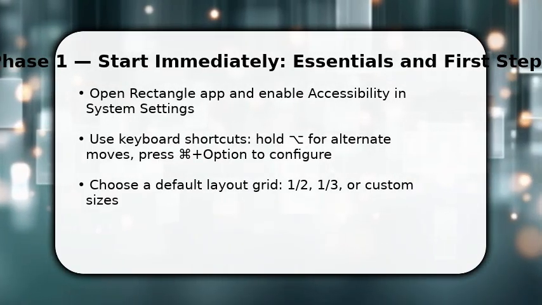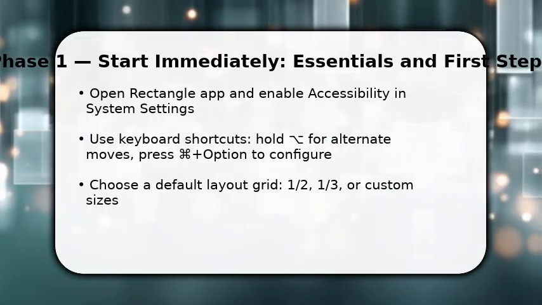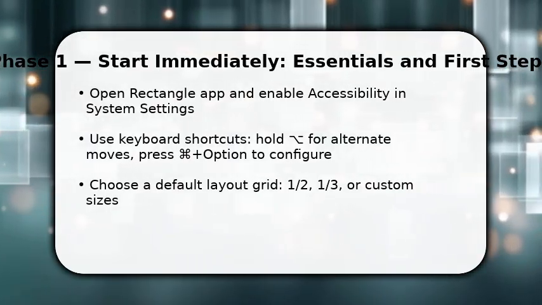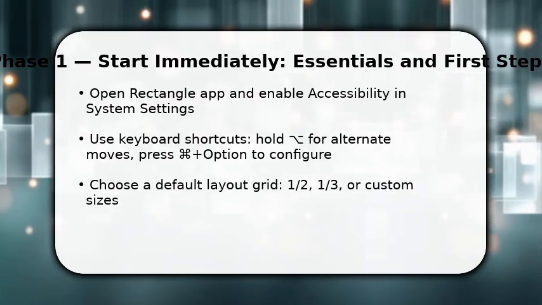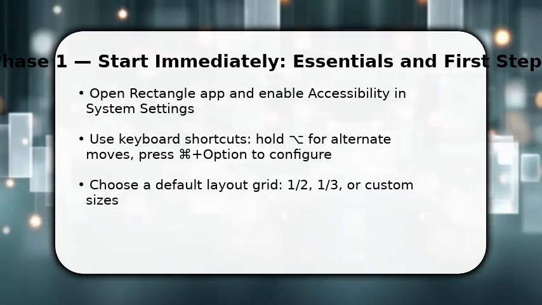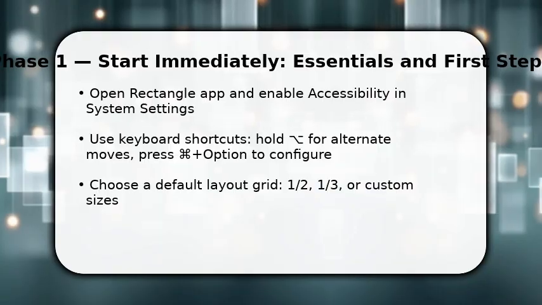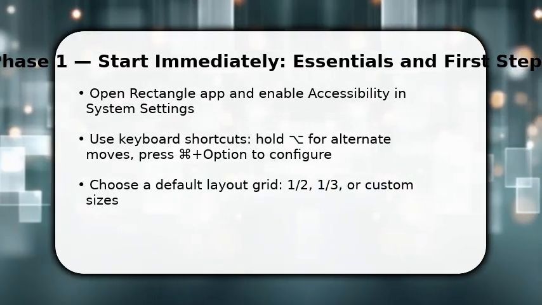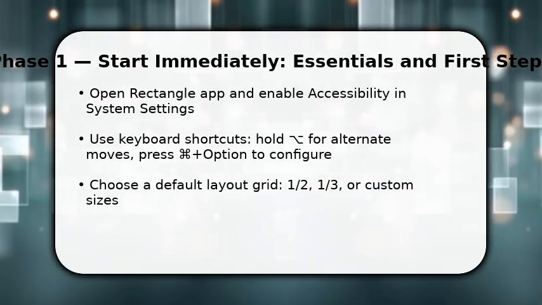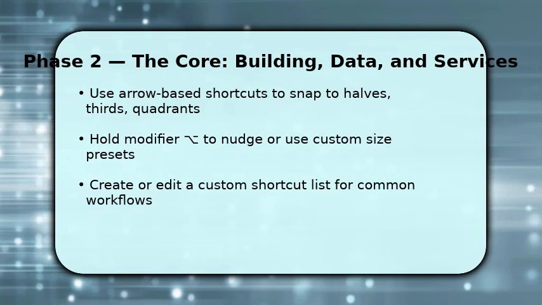You should pick 1/2 or 1/3 presets to move faster, because presets reduce repeated manual resizing. Make sure to test one window movement now, using the left and right half keys, to validate shortcuts and permissions before continuing. You now focus on detailed placement.